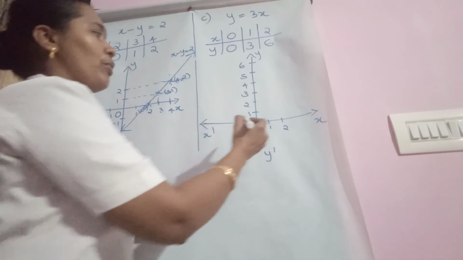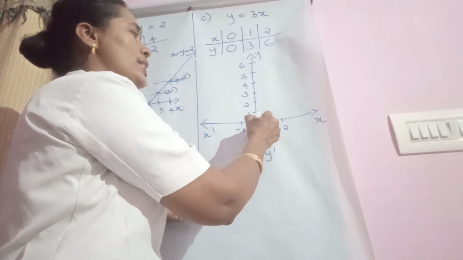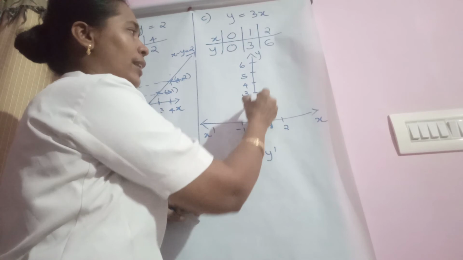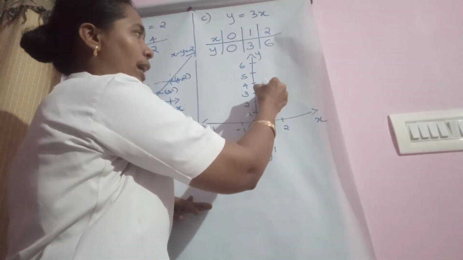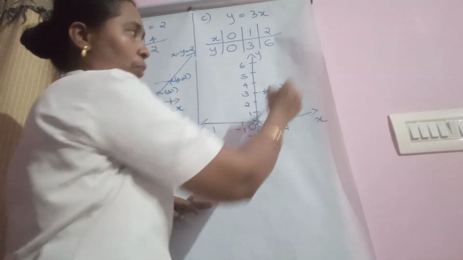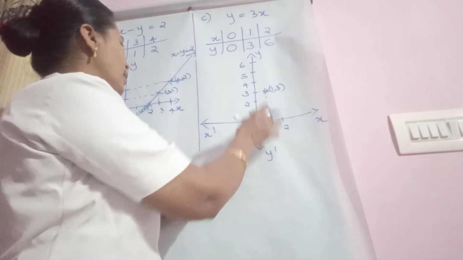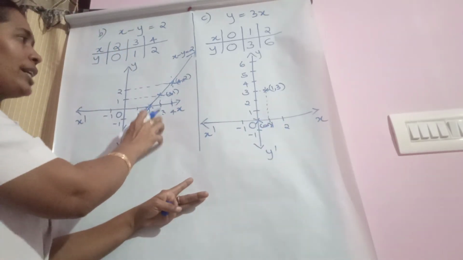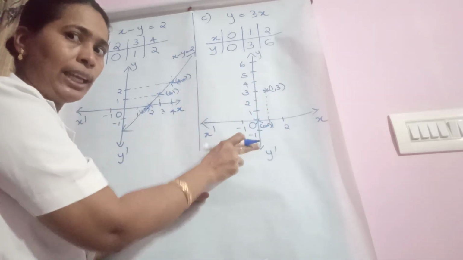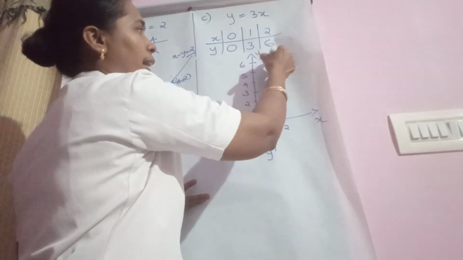Mark the 3 points. First one 0, 0. Where do we mark 0, 0? At the origin. Next number is 1, 3. 1 is here, 3 is here. So this is 1, 3. Give importance: 3, 1 and 1, 3 are entirely different points. See our 3, 1 in the previous question, 3, 1 is here. But see our 1, 3, entirely different. First x, then y. Next 2, 6. x 2, y 6, like this.